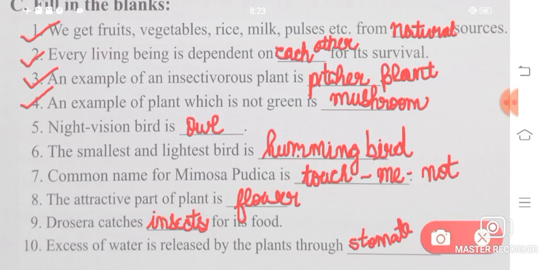Question 5. Night vision bird is owl. Question 6. The smallest and lightest bird is hummingbird. Question 7. Common name for Mimosa pudica is touch me not. Question 8. The attractive part of plant is flower. Question 9. Drosera catches insects for its food. And the last question 10. Excess of water is released by the plants through stomata.